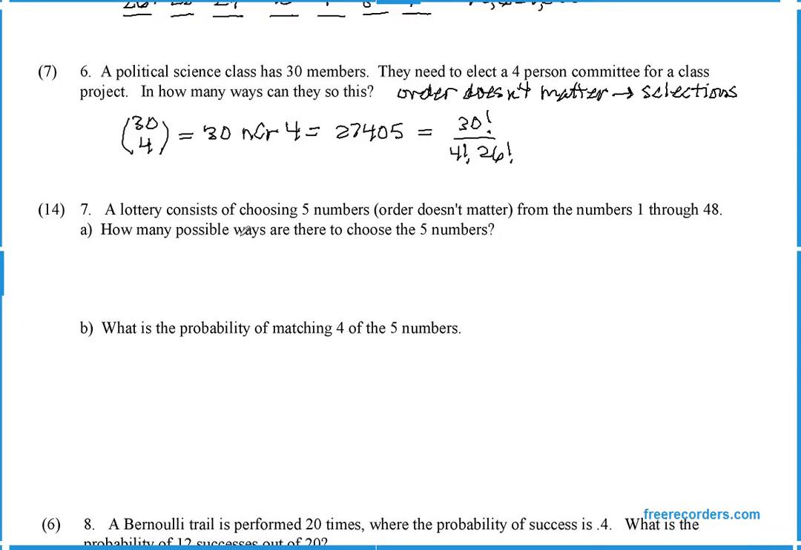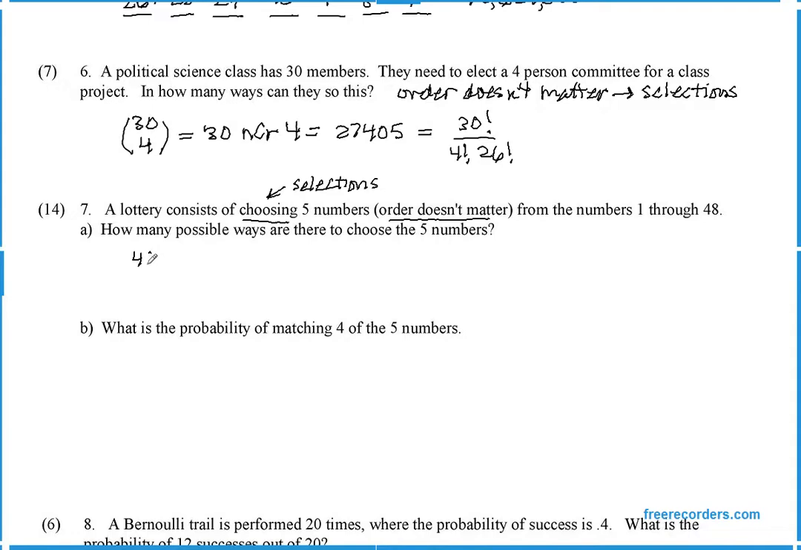Number 7, we're considering the lottery. Usually with lotteries, order doesn't matter. And we are choosing 5 numbers, so that's selections. That's telling you order doesn't matter. I actually made it clear here, order doesn't matter. 5 numbers from 1 through 48, so 48 is our total. How many possible ways to choose the 5 numbers?